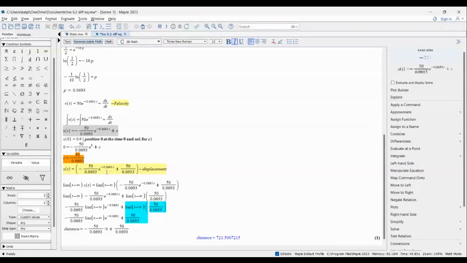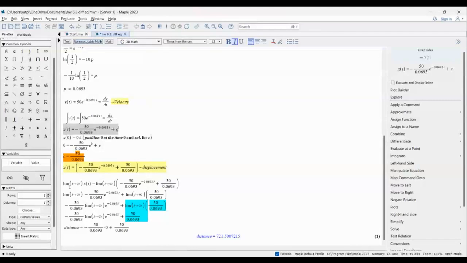Okay, so next, as I was watching your lecture, to find the actual value, we would have to take the limit as t goes to infinity. You were saying that as the time goes by, so that's how I thought of it. So we would take this whole equation and put a limit as t goes to infinity: negative 50 over 0.0693 e to the power of negative 0.0693 t plus, this is our c, 50 over 0.0693.